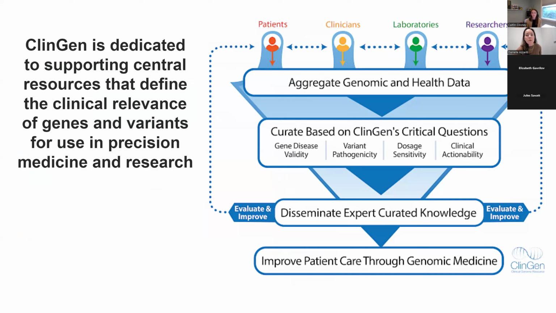And ClinGen's central mission is to support a resource that helps understand what genes and variants are associated with disease and how this genetic information can inform clinical care. And we do this in the steps illustrated here. We do this by first encouraging the sharing of genetic and health data by key groups, patients, clinicians, laboratories, researchers, and this includes the sharing through our patient registry, GenomeConnect.